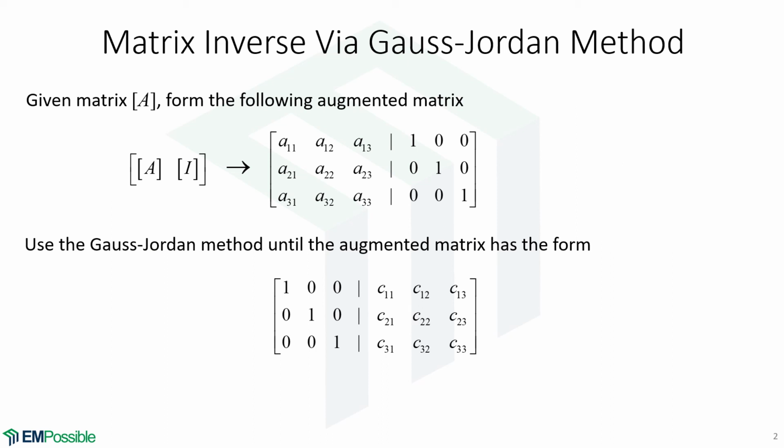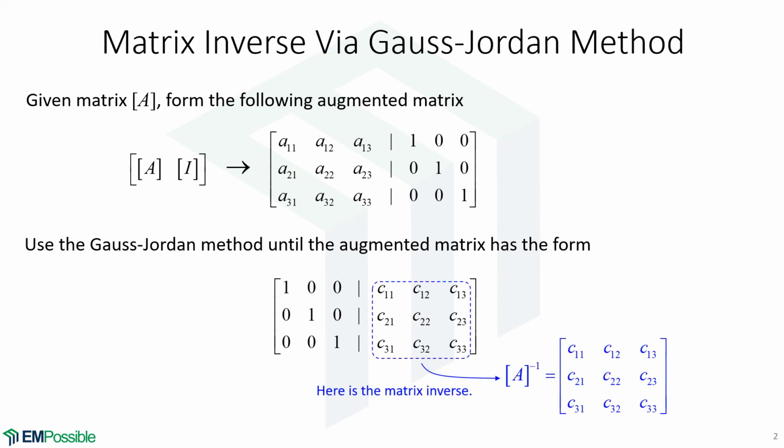What we do is we apply the Gauss-Jordan method until all of the elements on the left take on the form of the identity matrix. So we're doing these row operations, adding and subtracting integer combinations of other rows until we get this identity matrix on the left. Then what we're left with on the right is the matrix inverse.